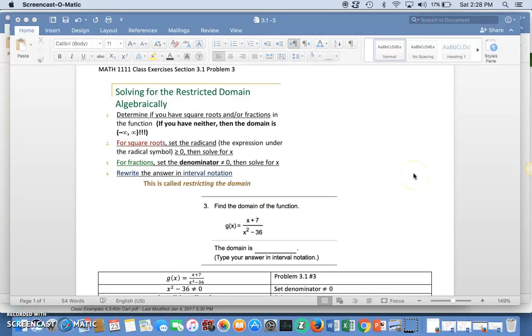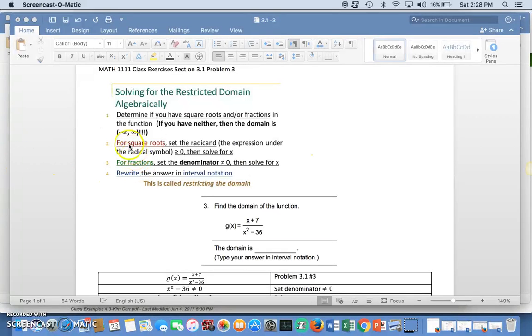Okay, problem 3, section 3.1 is dealing with restricted domains. There's two major situations at this point that we want to be aware of that are going to cause our domains to be restricted. One is if you have a square root. The second is for a fraction.